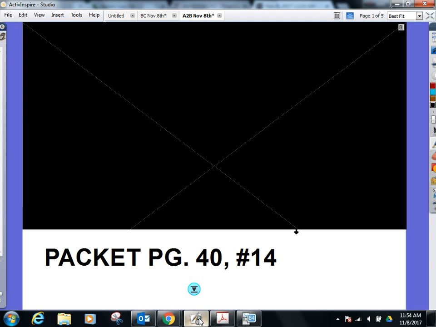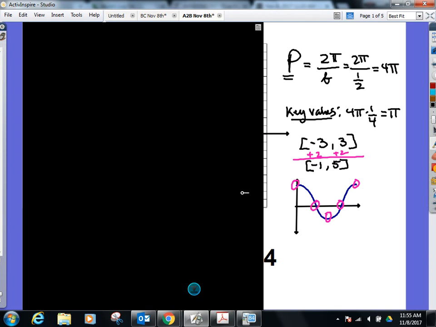Packet, page 40, number 14. First thing, how to set up your x-axis. There's one thing you need to figure out how to set up your x-axis, and that is the period. All right? The period ended up being 4 pi. I took 2 pi divided by the frequency, 1/2.